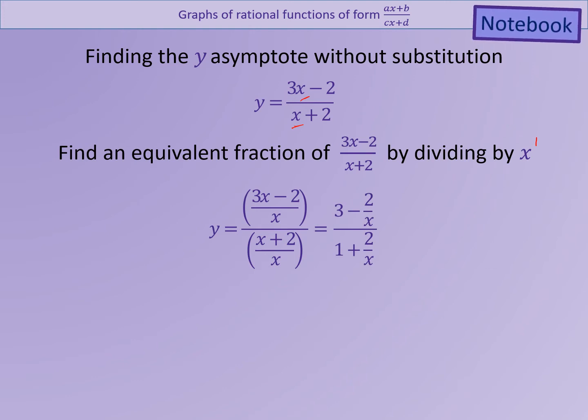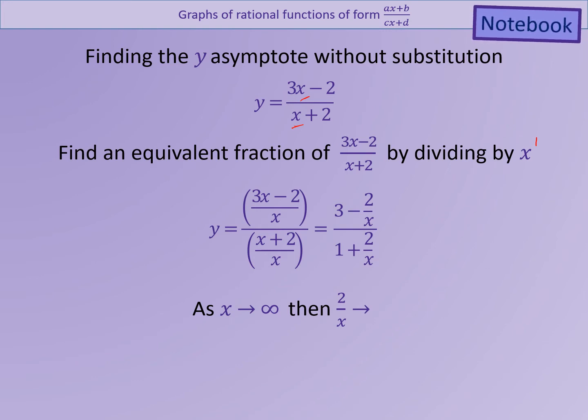Now, if we were to split this up, we would end up with 3x over x, which is just 3, and then the second term, minus 2 over x, for the numerator. And the denominator, we would end up with x divided by x, which is just 1, and then the plus 2 over x for the final part there. And then from here, we just see what's happening as x tends to infinity.